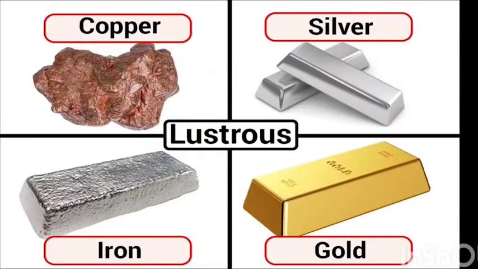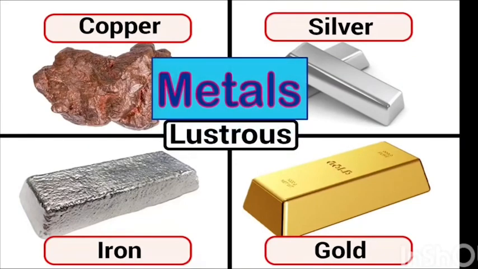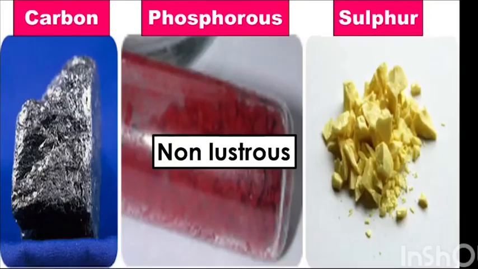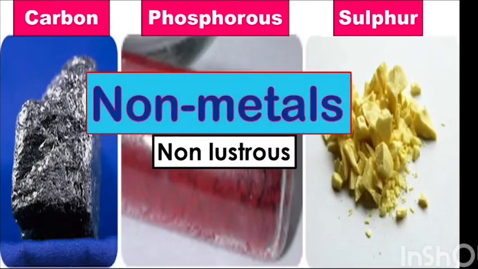Copper, silver, iron, gold, they all have a shiny appearance, so they are all lustrous. Metals are lustrous. Carbon, phosphorus, sulfur, they are all non-lustrous. Non-metals are non-lustrous.